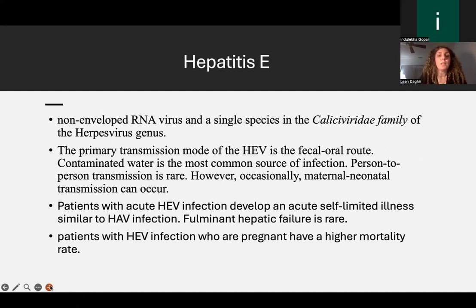Hepatitis E is a non-enveloped RNA virus with a single species. The primary transmission mode of hepatitis E is the fecal-oral route, with contaminated water being the most common source of infection. Person-to-person transmission is rare. However, occasionally maternal-neonatal transmission may occur. Patients with acute hepatitis E infection develop an acute self-limited illness similar to hepatitis A infection. Fulminant hepatic failure is very rare. Patients with hepatitis E infection who are pregnant have a higher mortality rate.